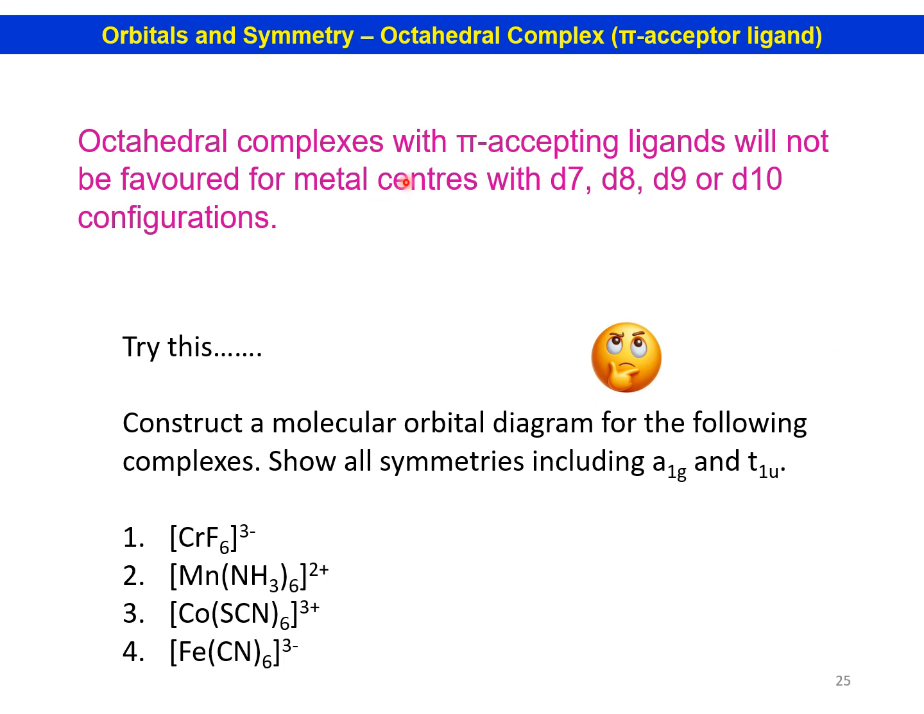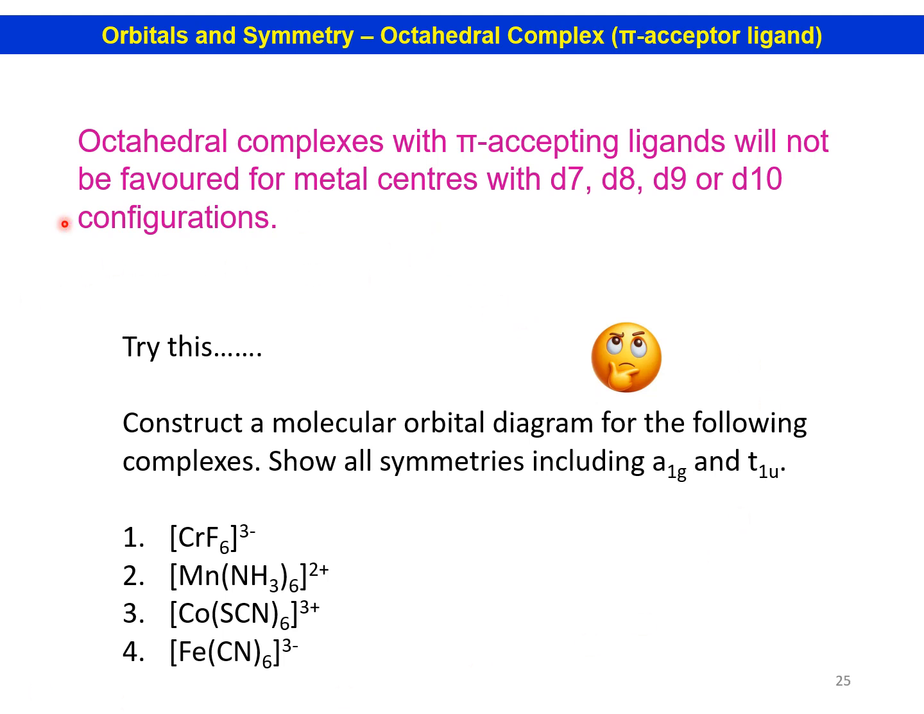Octahedral complexes consisting of pi-acceptor ligands are usually not favored for metal centers with d7, d8, d9, or d10 configurations. So for some complexes, we don't use the molecular orbital diagram to explain. We have to go by the 18 electron rule, where they have to obey the 18 electron system in order to find out their stability.